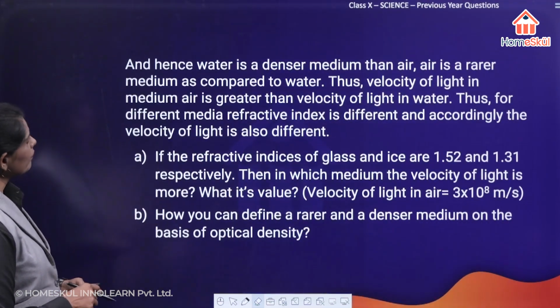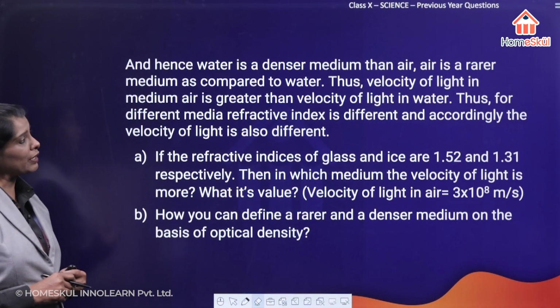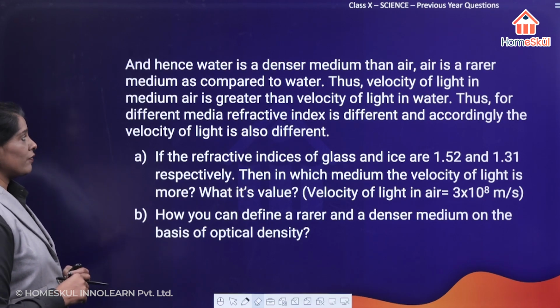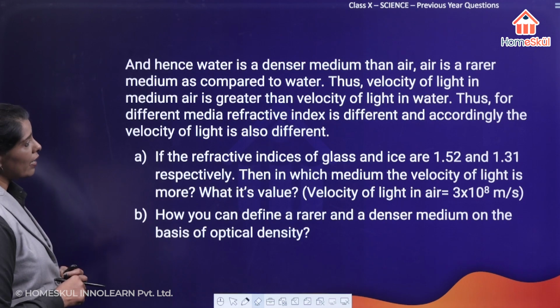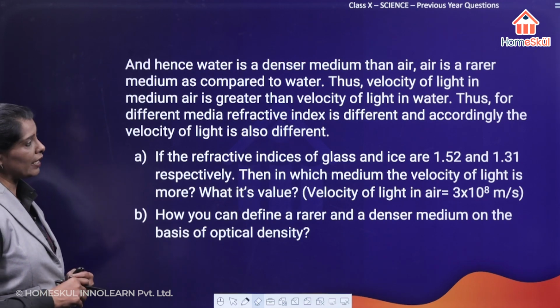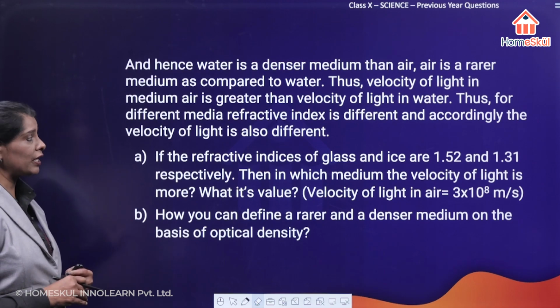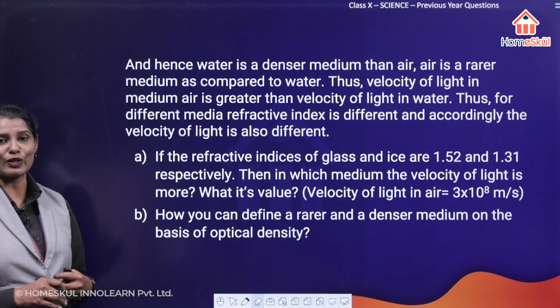And hence, water is a denser medium than air. Air is a rarer medium as compared to water. Thus, the velocity of light in air is greater than the velocity of light in water. Thus, for different media, the refractive index is different and accordingly, the velocity of light is also different.